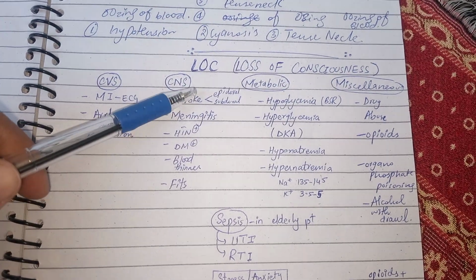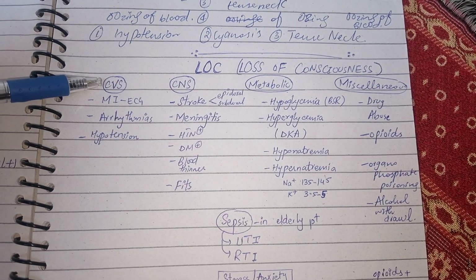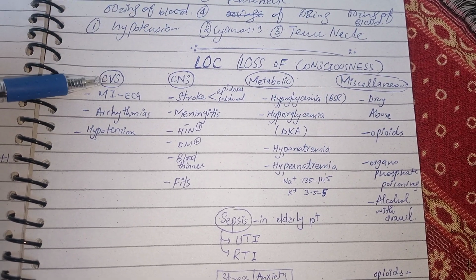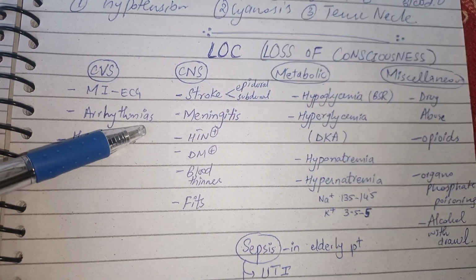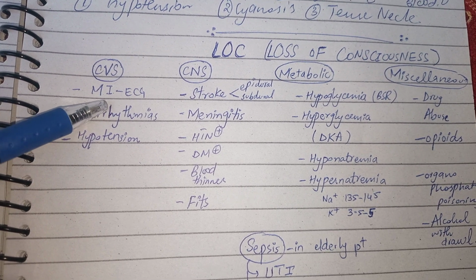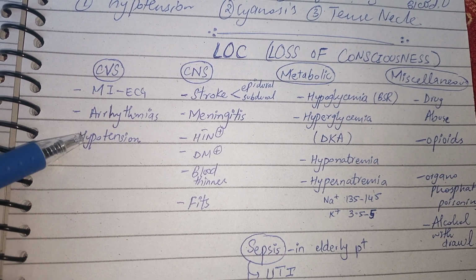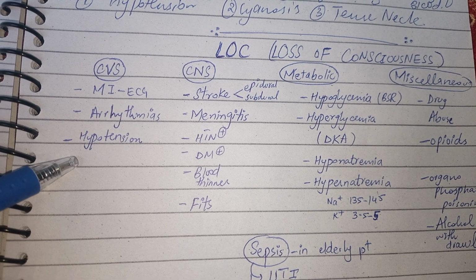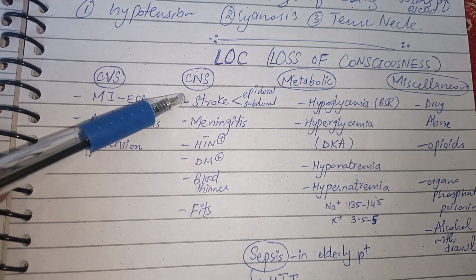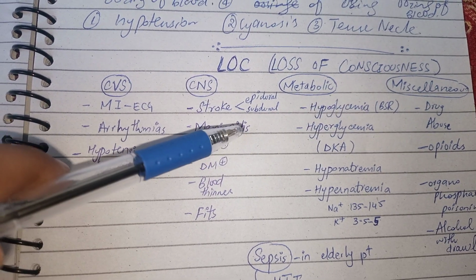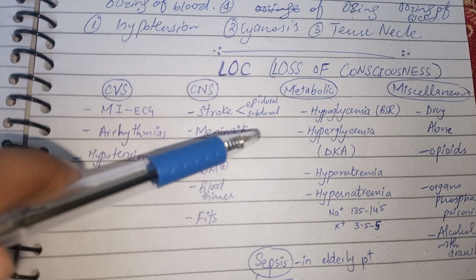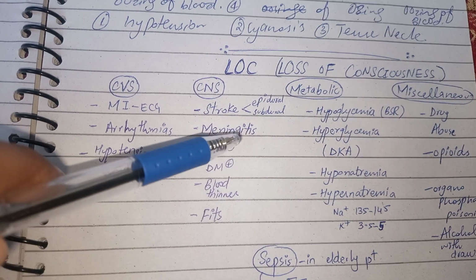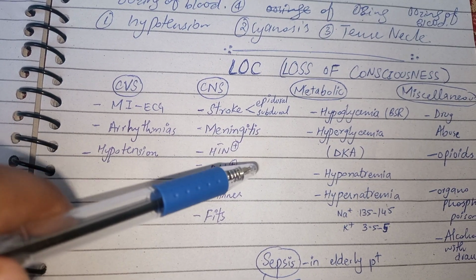So here are some causes of loss of consciousness that are divided into different systematic categories. CVS: in CVS, MI may be the cause of the loss of consciousness. To rule out the MI, you can do the ECG, and arrhythmias and hypotension might be causes of the loss of consciousness. Then the CNS: in CNS, the stroke, epidural hematoma, and subdural hematoma, through a road traffic accident or a traumatic cause, can also result in loss of consciousness.